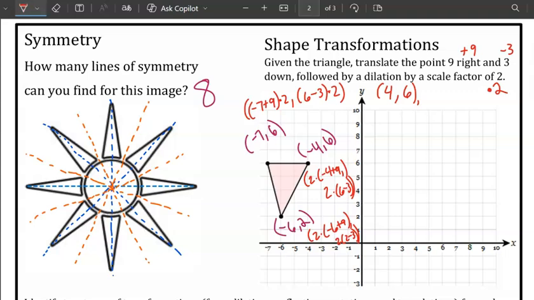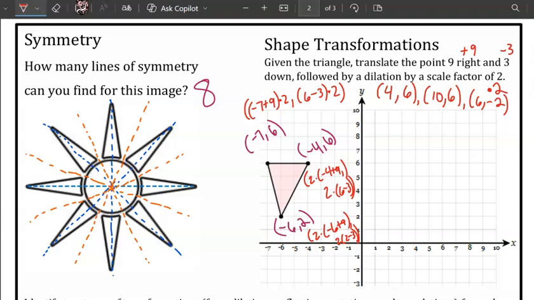And then we have 5 times 2 is 10. And then 3 times 2, that's 6. And then for the last point, we have 3 times 2, 6. And then negative 1 times 2 is negative 2.